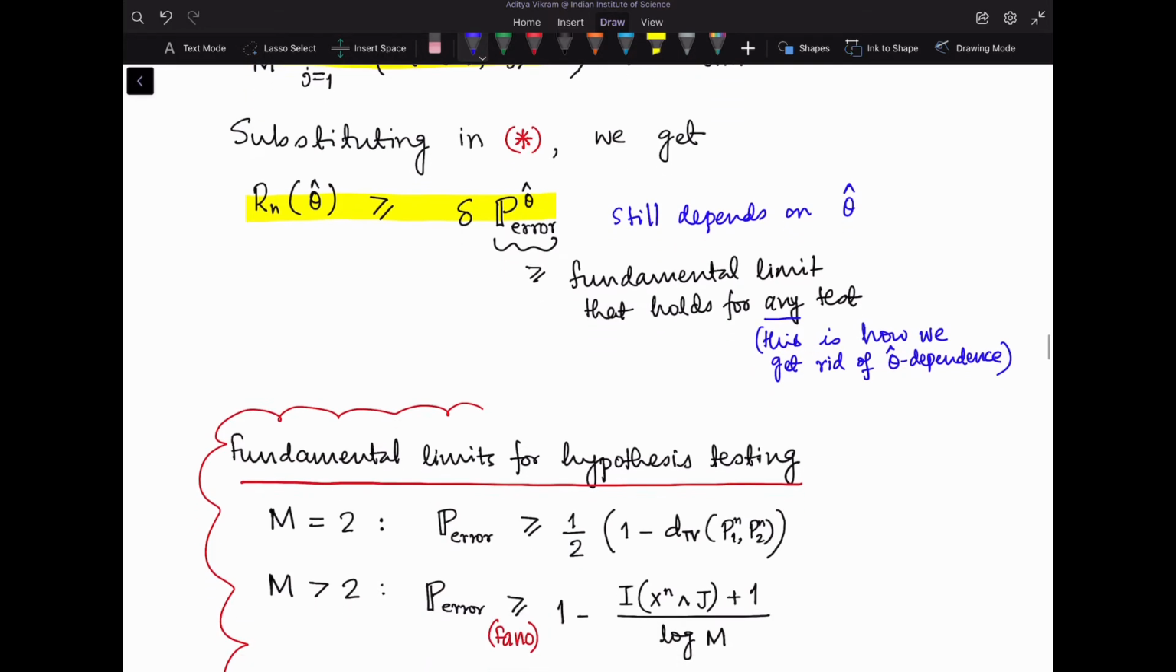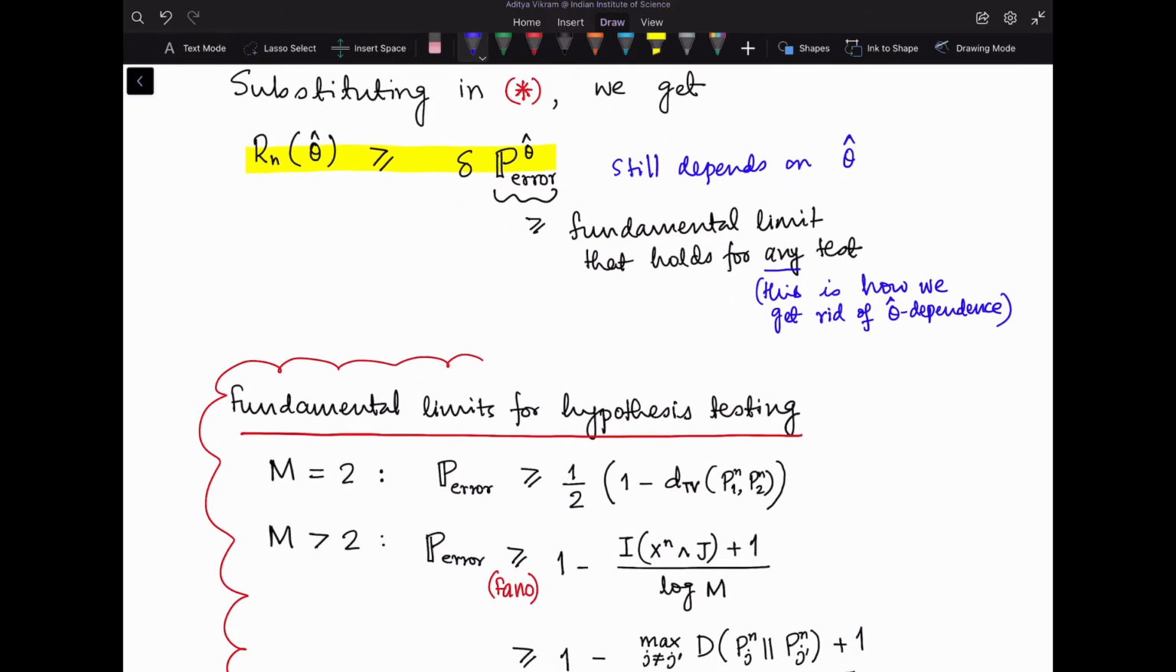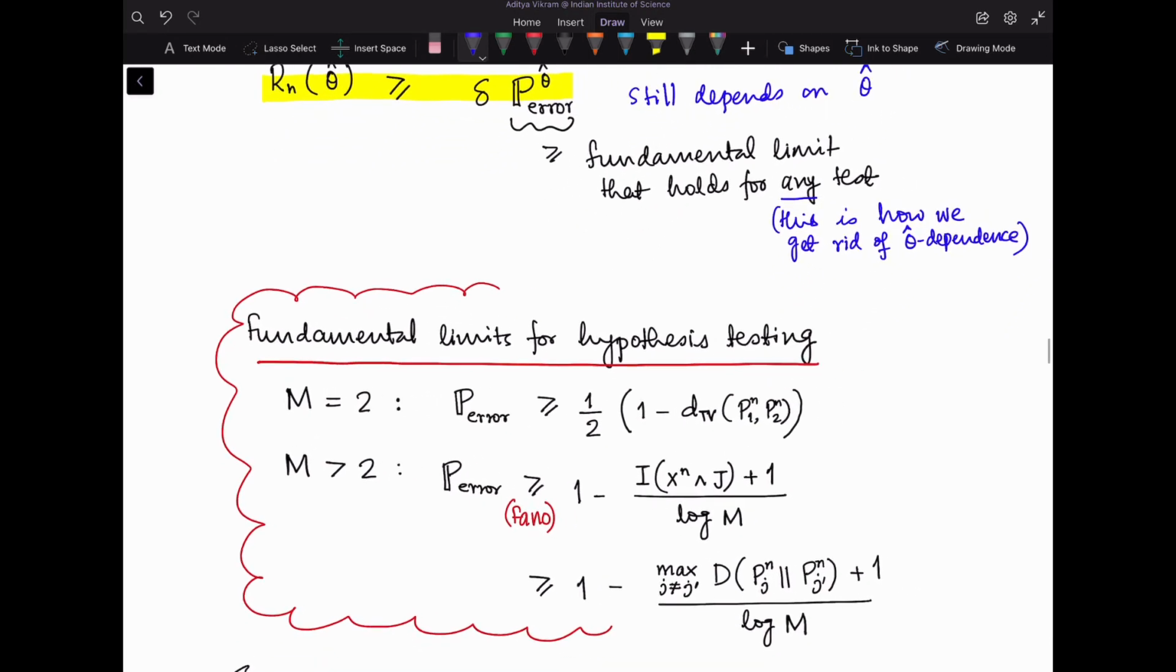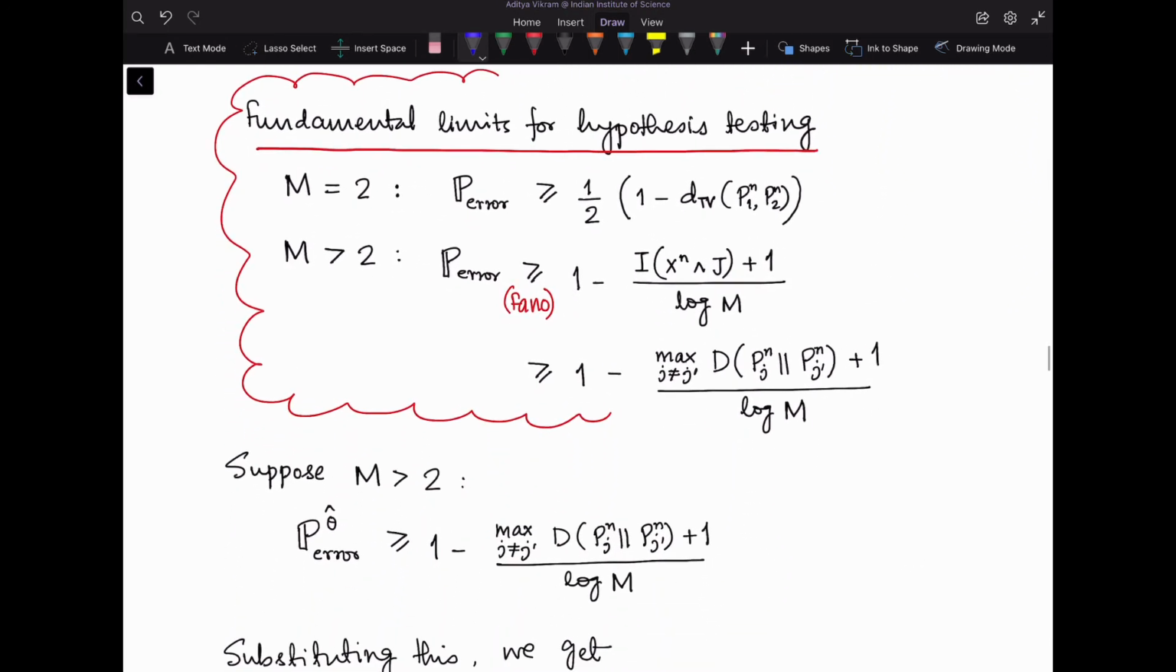Right. Okay, so now here we use results from information theory. So, fundamental limits for hypothesis testing. If you have a binary hypothesis testing problem, the probability of error would be at least 1 minus the total variation distance between P1 and P2. And we have this P1 power n, P2 power n because we are observing n samples.